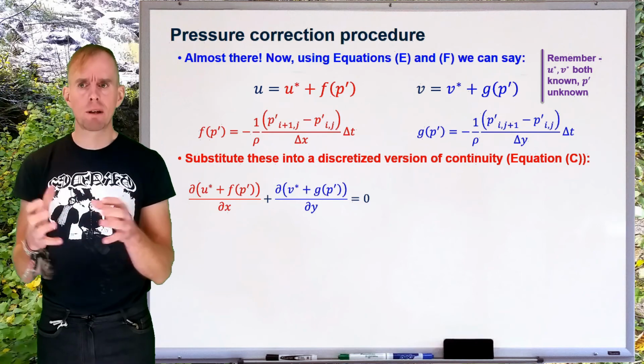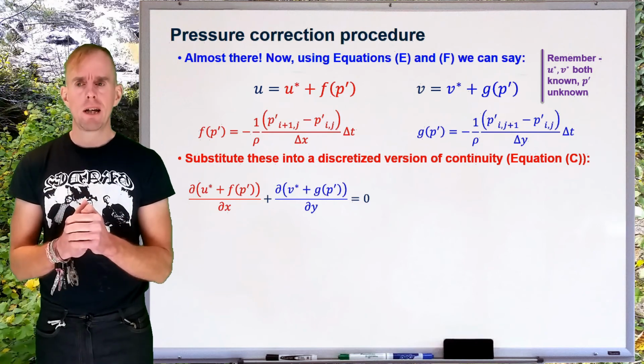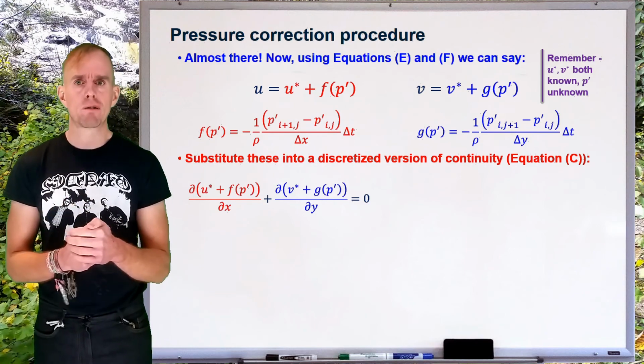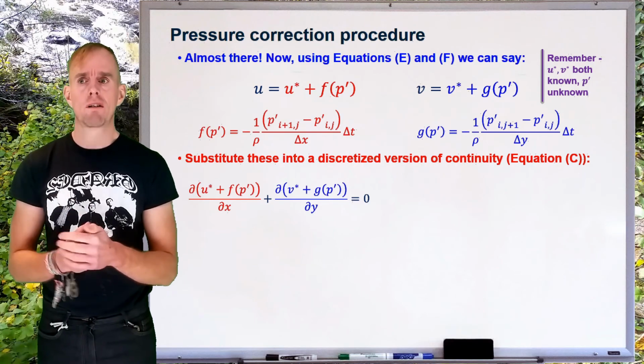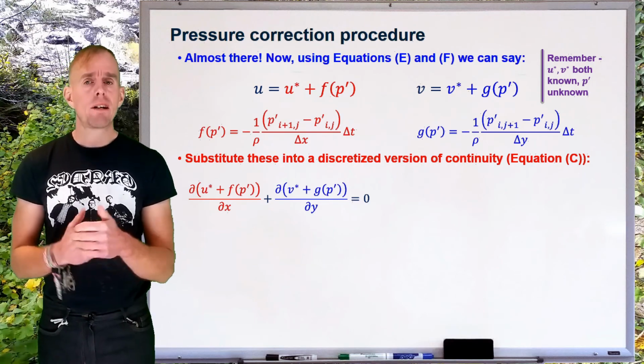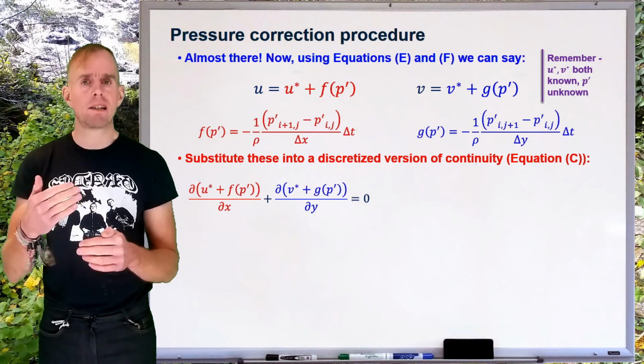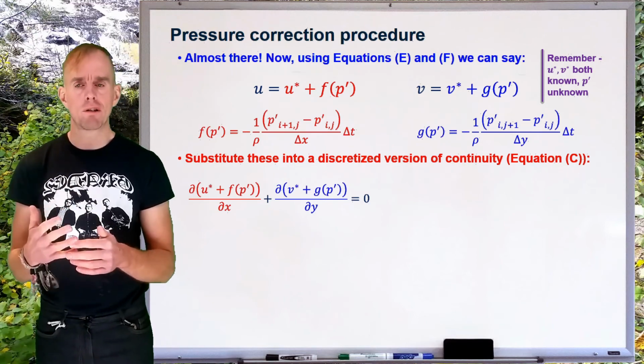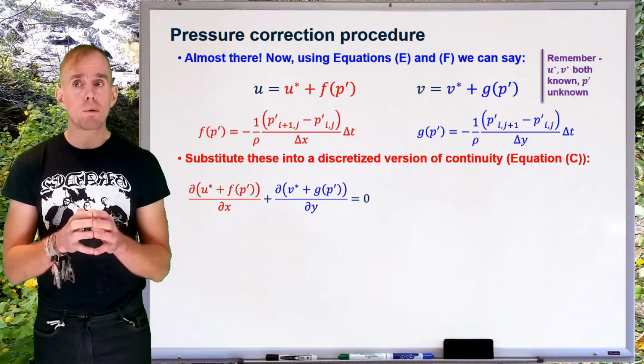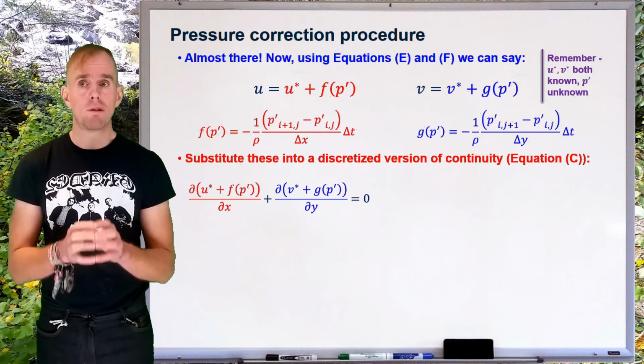And so what we'll end up with from those terms in red is a u star at i plus 1, j, a u star at i, j, and then functions involving p dashed at i plus 1, j, p dashed at i, j, and so on and so forth. We can of course do the same for the blue terms.